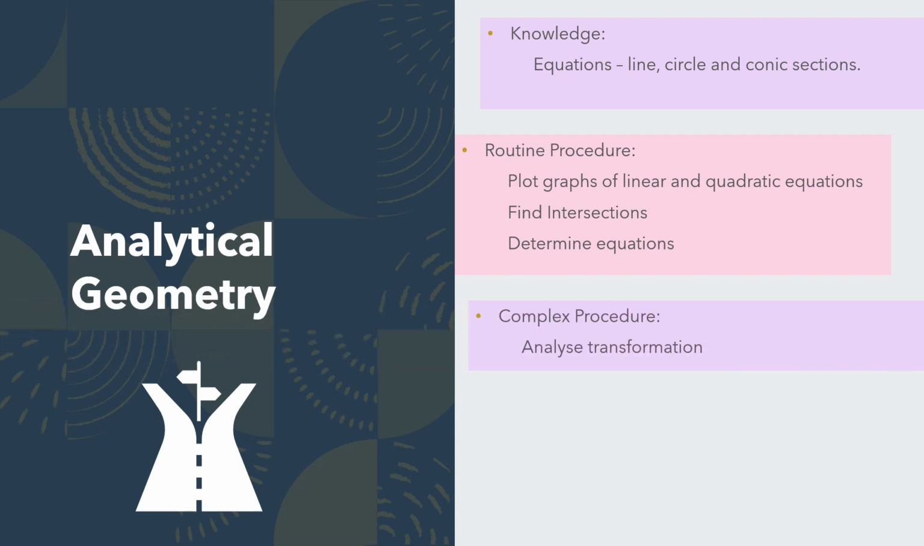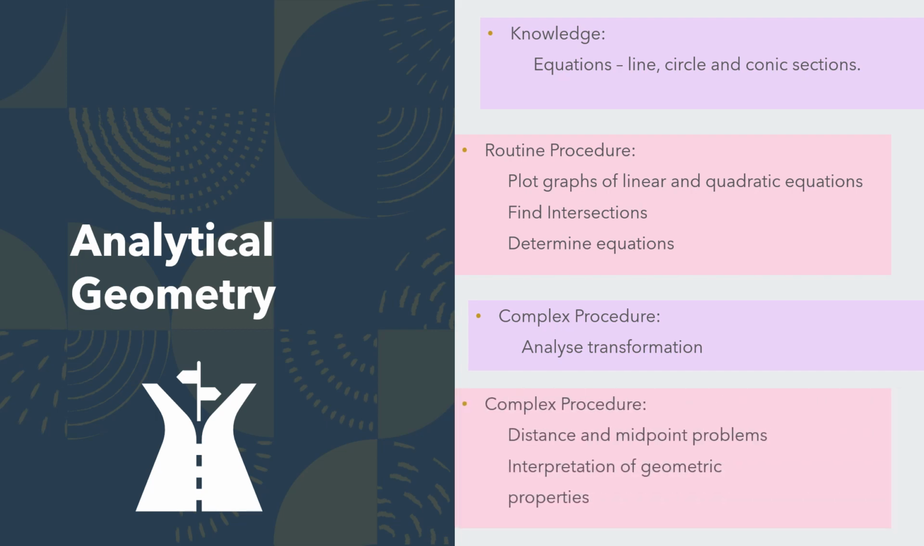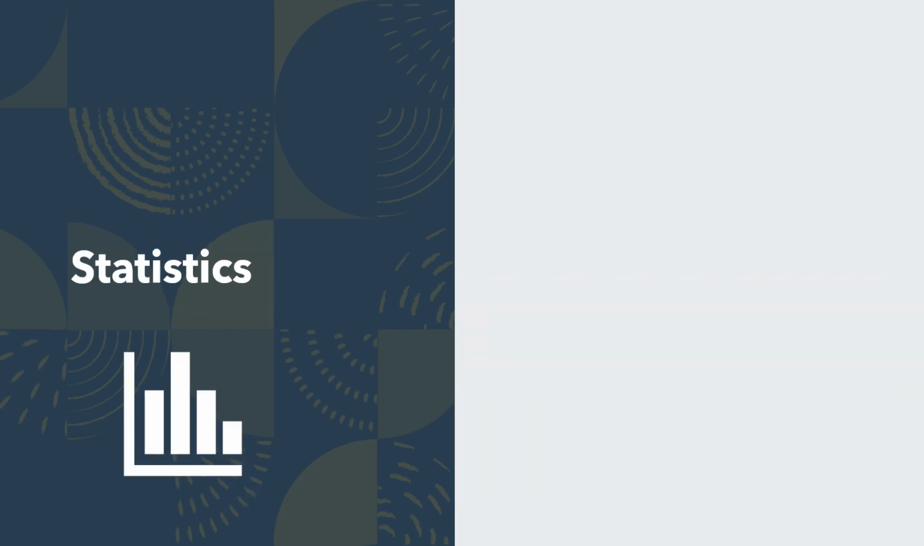Under complex procedure levels, we will see if students can apply geometric transformations, like the transformation analysis, as well as distance and midpoint problems. And lastly, for the problem-solving level, we will see if students can apply analytical geometry to practical scenarios, like interpreting geometric properties, where we can analyze the relationship between shapes, as well as solve real-world problems related to distance, area, and transformations.